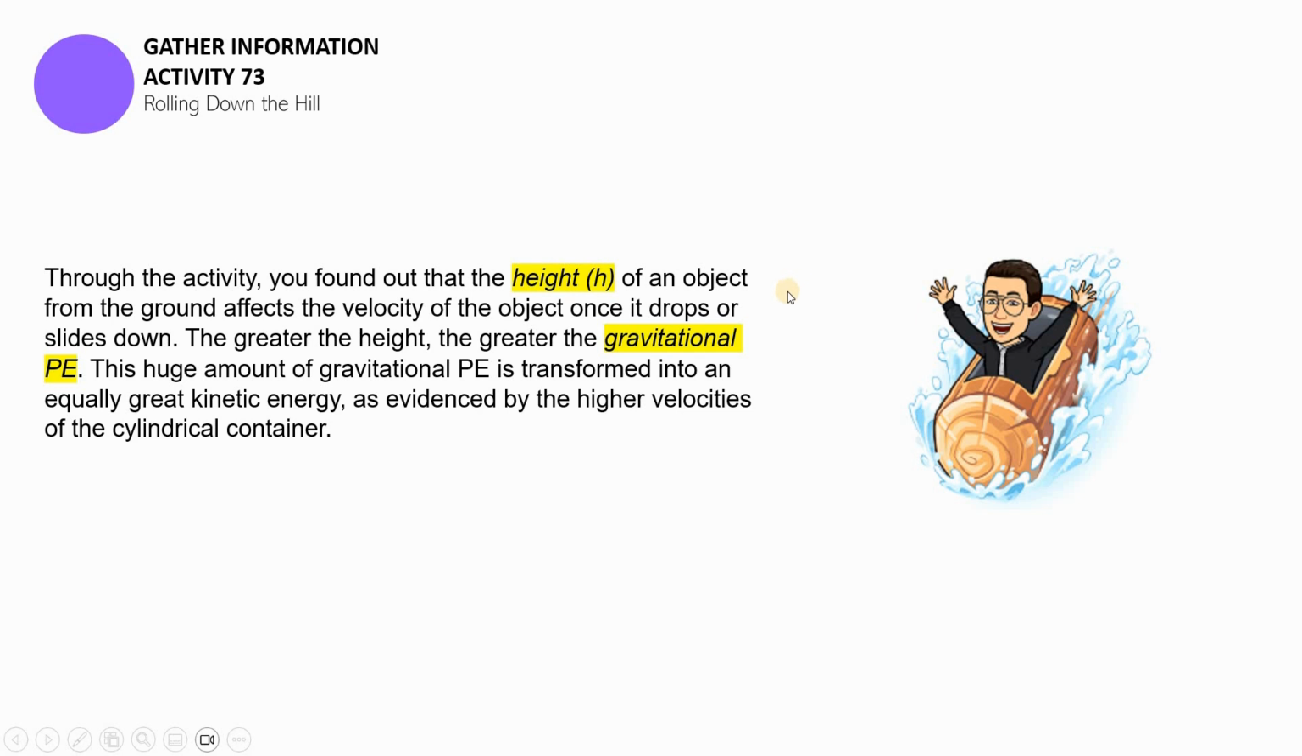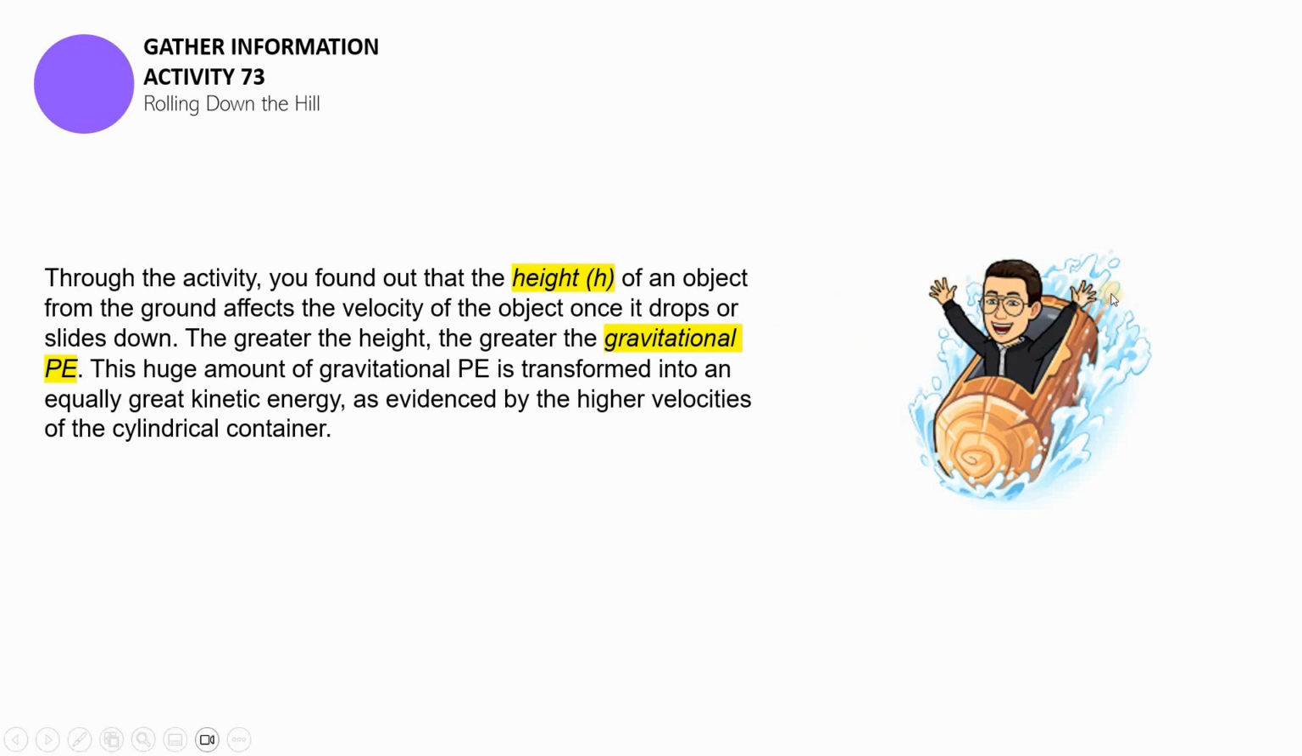The greater the height, the greater the gravitational potential energy. And this huge amount of gravitational potential energy is actually transformed into an equally great kinetic energy, as evidenced by the higher velocities from the cylindrical container as it gets upwards. So, yung sa point A, point B, ayan, dun may pinakamataas na gravitational potential energy. And as discussed by this slide, that translates into a greater kinetic energy as well.